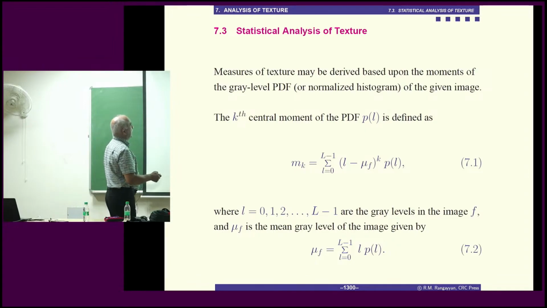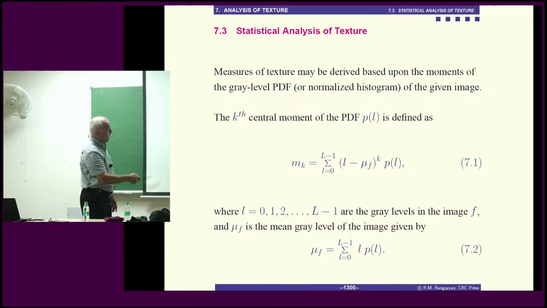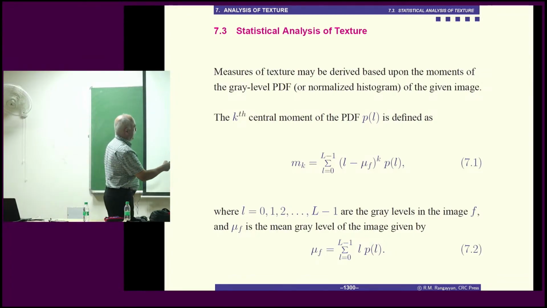The kth central moment m_k is the sum over L of (L minus mu) to the power of k times P(L). P(L) is the PDF, but only one gray level at a time, so the zeroth order histogram, as we talked about earlier, turned into a PDF. L is the gray level, mu is the mean. If k is 2, then that is the variance. There should be a 1 over n, no, this is a PDF, so there is no 1 over n.